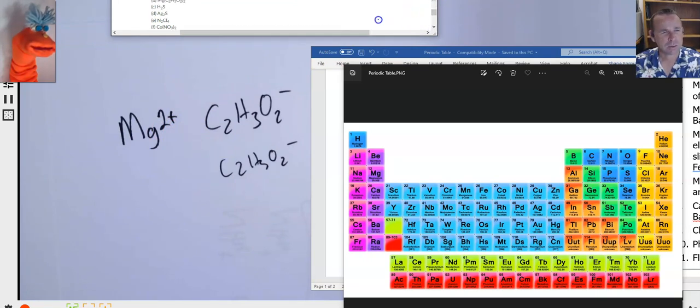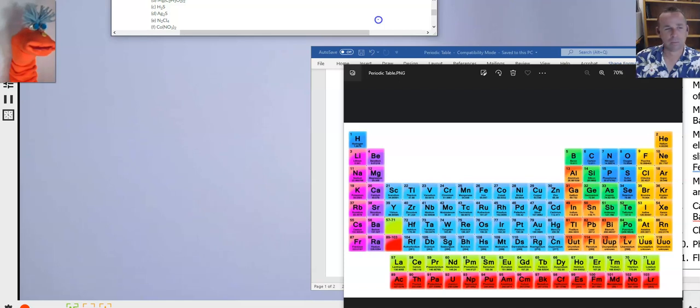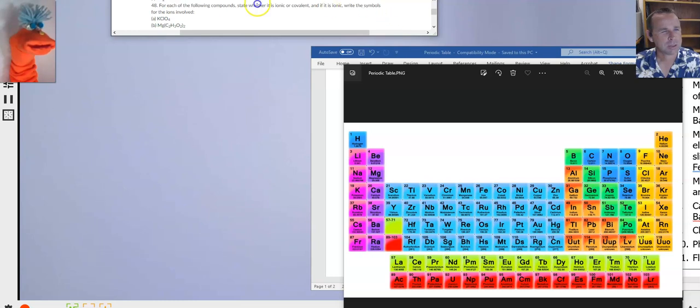H2S. Is that a molecular compound? It is a molecular compound. Now let's see. State whether it's ionic or covalent. It's a molecular compound, so H2S is a covalent compound. Okay, so that's it. That's all we have to do for that, right? That's right.